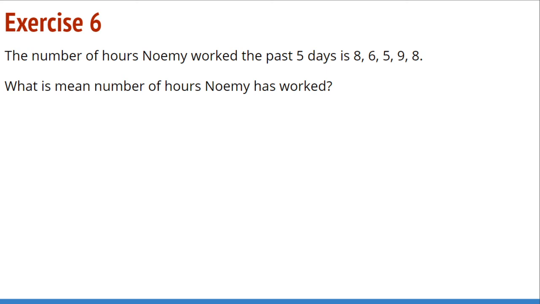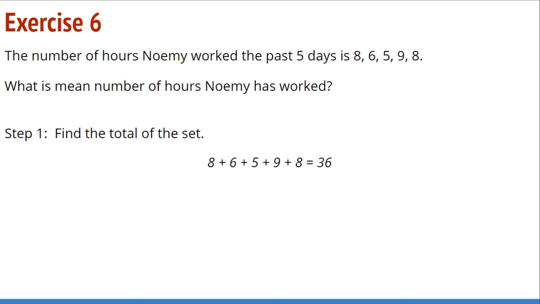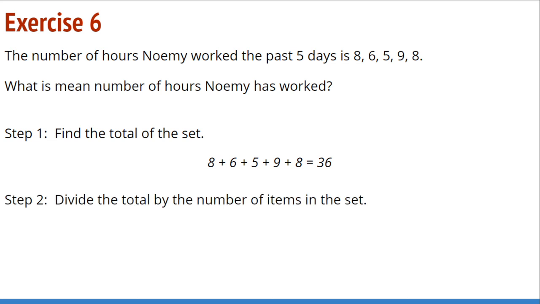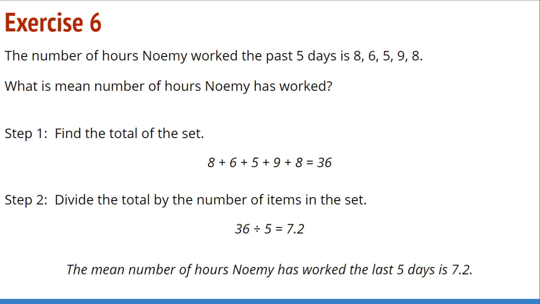All right, exercise number 6. The number of hours Nomi worked the past 5 days is 8, 6, 5, 9, and 8. What is the mean number of hours Nomi has worked? So once again, we're finding an average, so we add it all together. When we add it all together, we get a total of 36 hours over 5 days. And 36 hours split over 5 days is 7 2/10 hours per day. The mean number of hours Nomi has worked the last 5 days is 7.2.